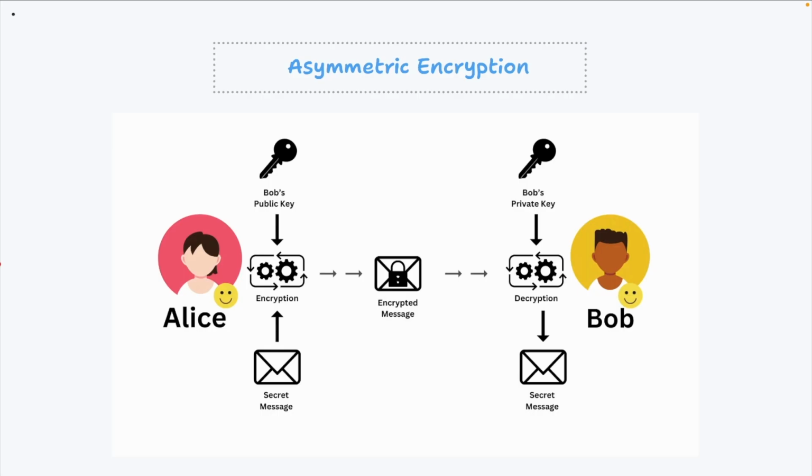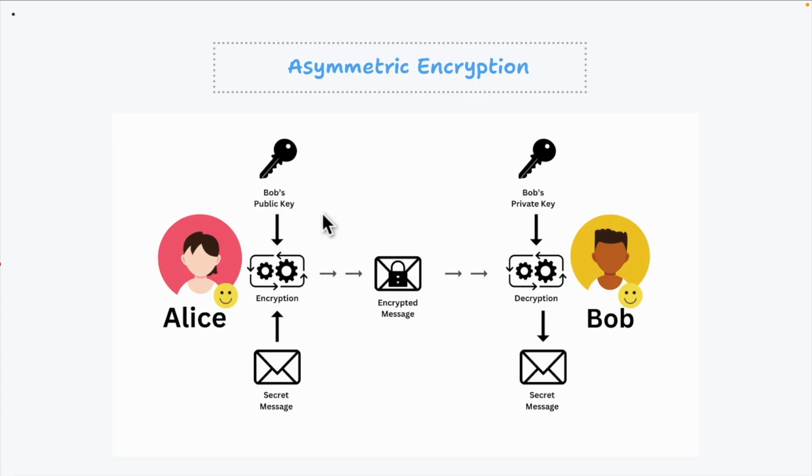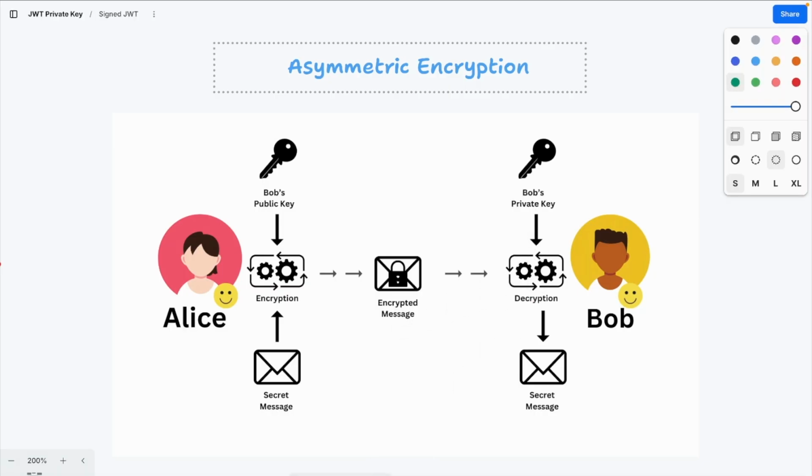Let's understand this with a simple analogy. Here, Alice wants to communicate with Bob securely, and Alice has Bob's public key and Bob has the private key. These two keys are mathematically linked in such a way that if we encrypt a message using the public key, it can only be decrypted with its mathematically linked private key, and vice versa. In our scenario, it is vice versa.